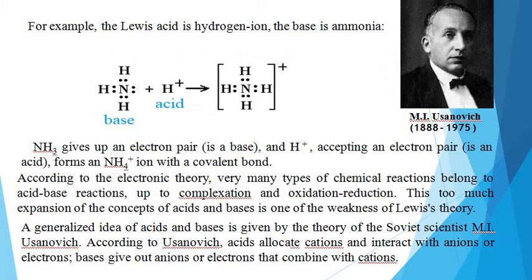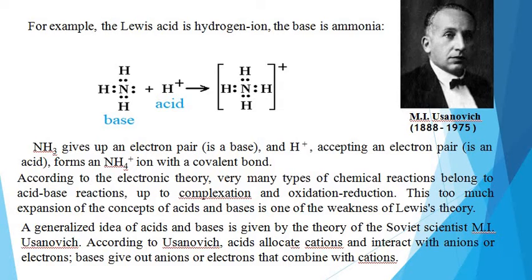For example, the Lewis acid is hydrogen ion. The base is ammonia in the interaction of ammonia with a hydrogen proton. In this case, ammonia gives up an electron pair. It's a base. Another proton, hydrogen proton, accepting an electron pair is an acid. It forms an ammonium ion with a covalent bond.